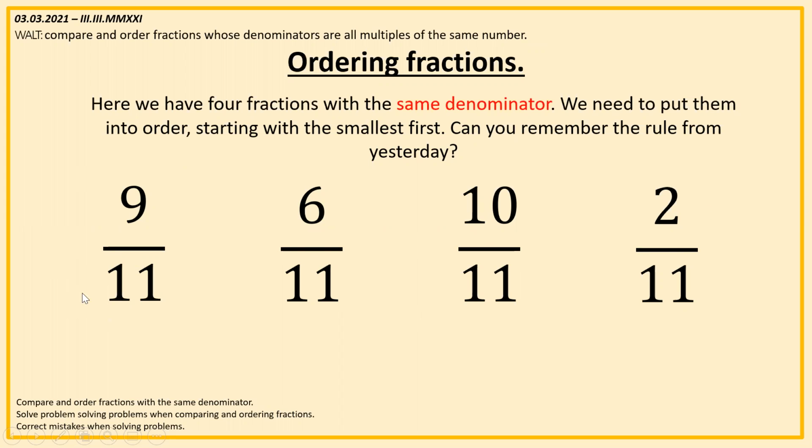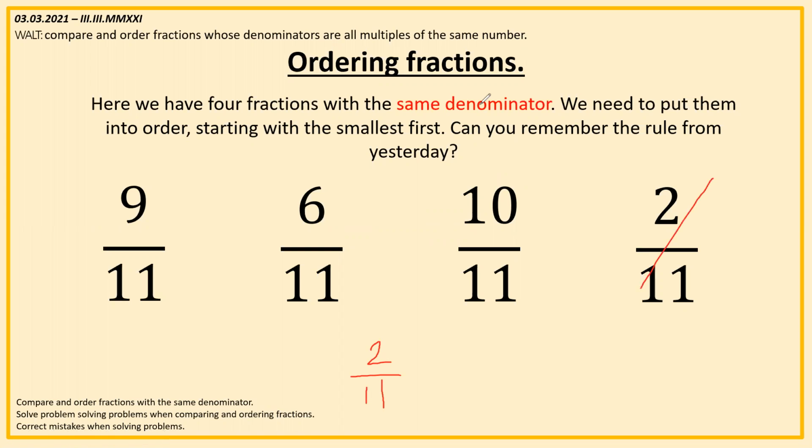Now hopefully you can notice that all of our denominators are the same. So we need to think about the rule we had yesterday when the denominator was the same. So hopefully you remember that if the denominator is the same, the greater the numerator, the greater the fraction. So we're starting with the smallest, so we need to find what the smallest fraction is first. So we are going to be looking for the smallest numerator. So our smallest numerator is 2, which means our smallest number is 2/11ths.